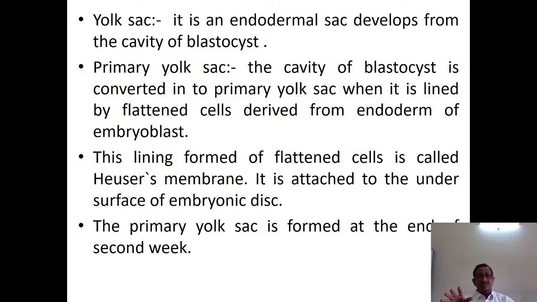This cavity of the blastocyst is converted into the primary yolk sac when it is lined by flattened cells derived from the endoderm of the embryoblast. So that endoderm of the embryoblast is giving flat cells that are lining the inner wall of the trophoblast, so that there is a cavity found in between. This layer we are calling Heuser's membrane. Then the cavity present between the endoderm and this Heuser's membrane, we are calling the primary yolk sac. It is formed at the end of the second week.